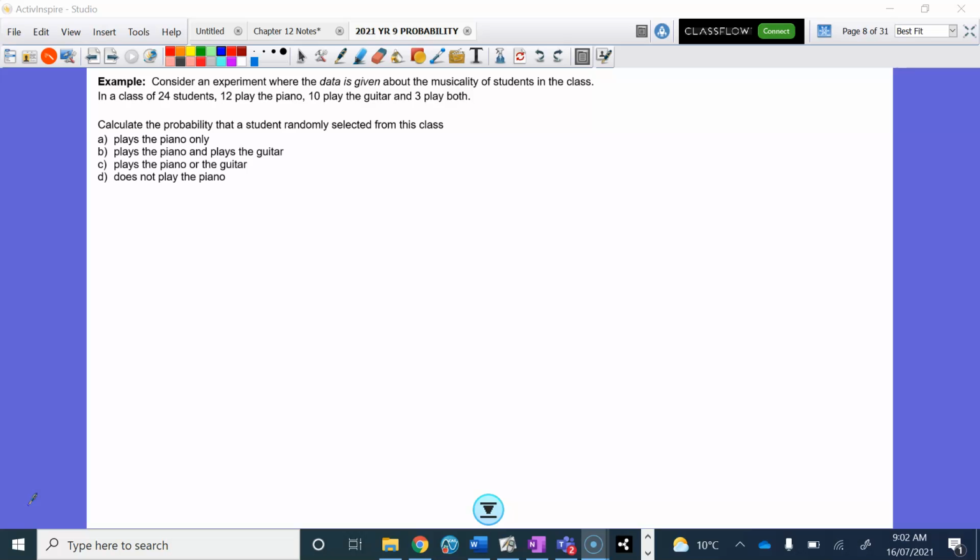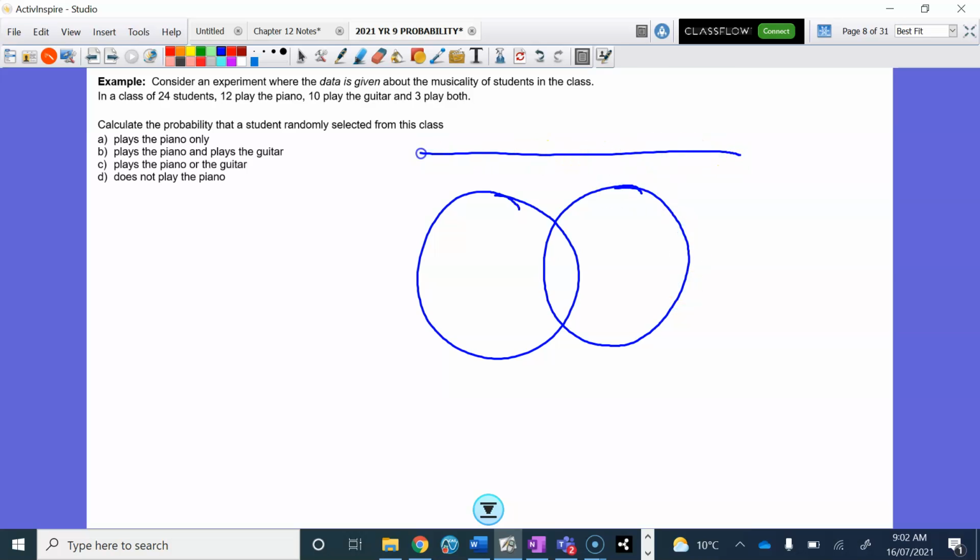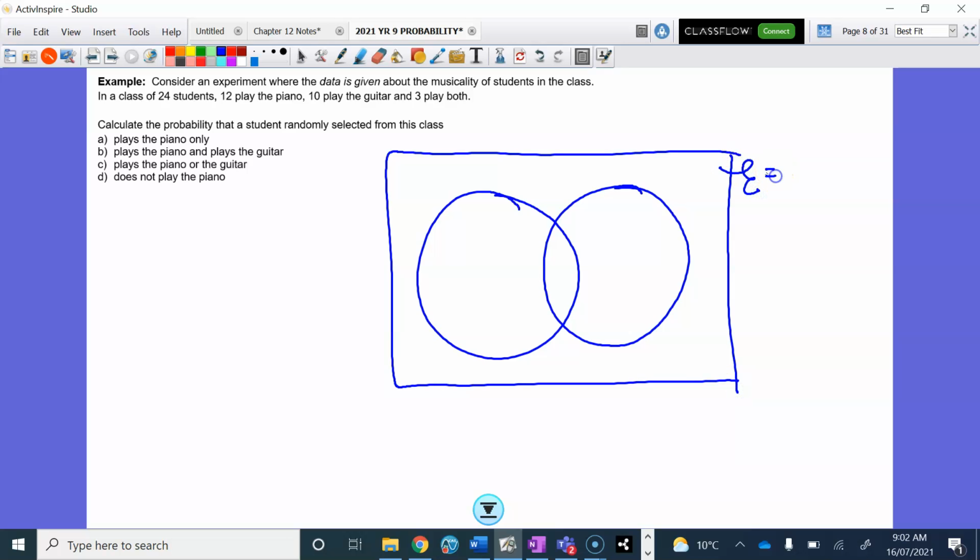In this case, we've got a class of 24 students. 12 play piano, 10 play guitar, and 3 play both piano and guitar. The easiest way, when we're doing a problem like this one, is to draw ourselves a little blank Venn diagram, like so. The number of students total in the class is 24, so the sample space, the entire population of students that we're talking about, is 24.